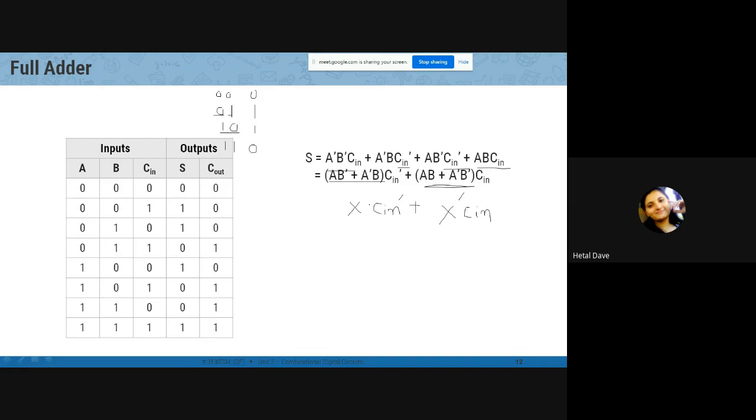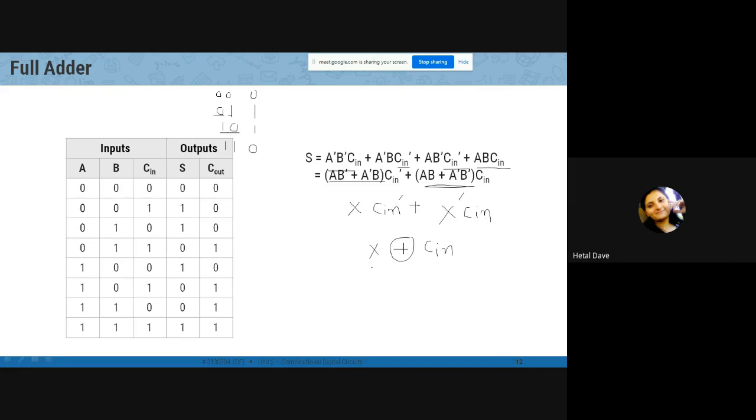I have considered one symbol in place of A, B bar or A bar, B. I have put X. You can take Z, you can take any symbol. So again, what is this a representation of? X, X or C in. This is normal term, complemented term and normal term. So whenever this kind of equation is there, I can put XOR.